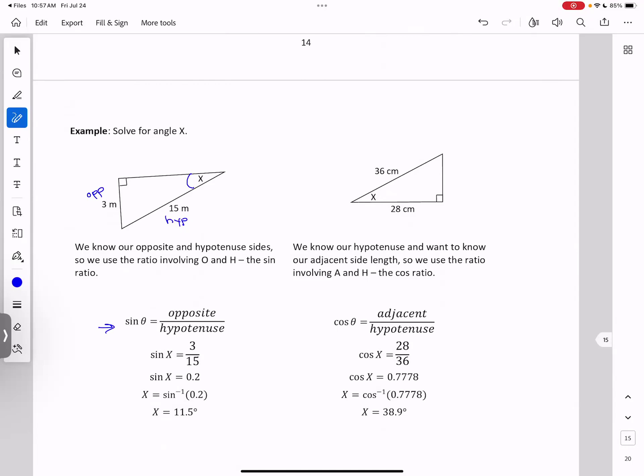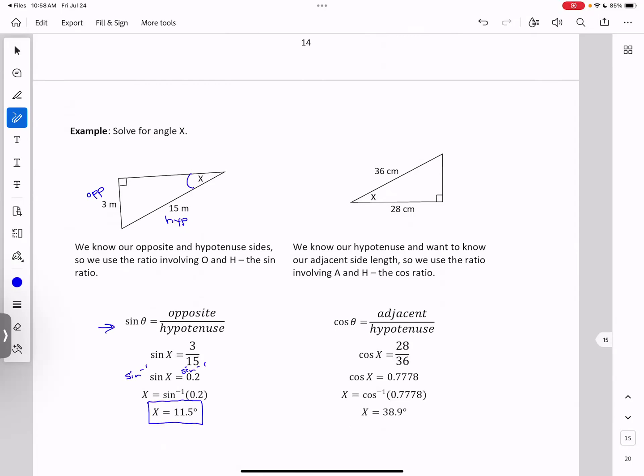So sine of our unknown angle x then is 3 over 15. So we can figure out the decimal of 3 over 15. The decimal equivalent is 0.2. And then remember to solve for the angle, we take the sine inverse of both sides. That gives us x is the sine inverse of 0.2. And so if you do that on your calculator, you'll get an answer of 11.5.